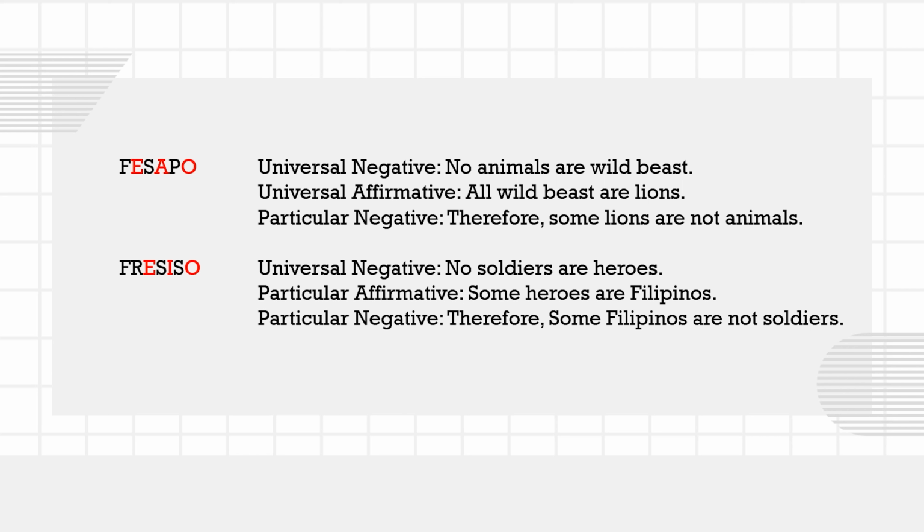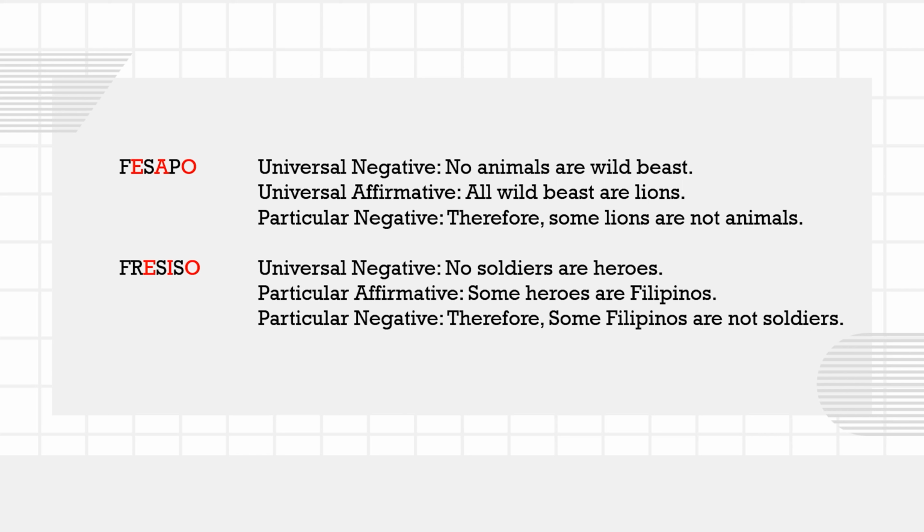The statement adheres to the Fresison syllogism, a valid form of categorical reasoning. It starts with a universal negative premise, asserting that no soldiers are heroes. Following this, it introduces the particular affirmative premise, stating that some heroes are Filipinos. The logical conclusion, therefore, some Filipinos are not soldiers, is a valid deduction based on the premises.